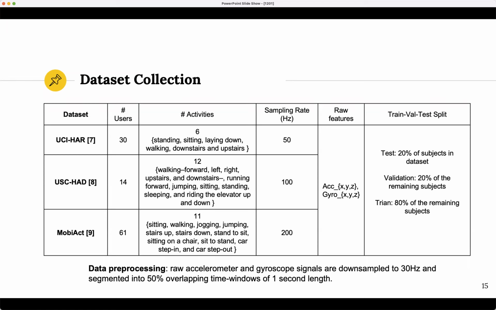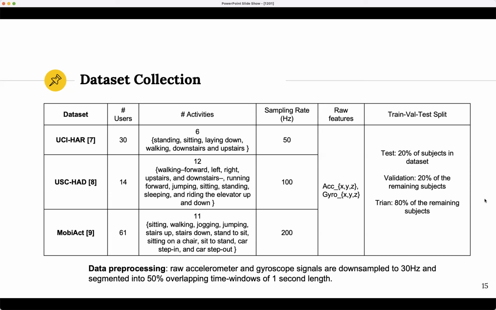Also, they have different users and activities, but they all use the raw features, including XYZ for the accelerometer and XYZ for the gyroscope, and the train, validation, test split is the same. It's a subject-based split. They use 20% of subjects in the data as the test dataset, and 20% of the remaining subjects' data will be in the validation set, and the remaining are the training set.